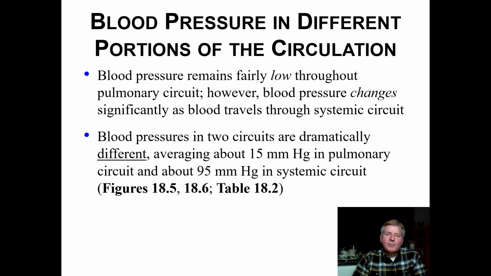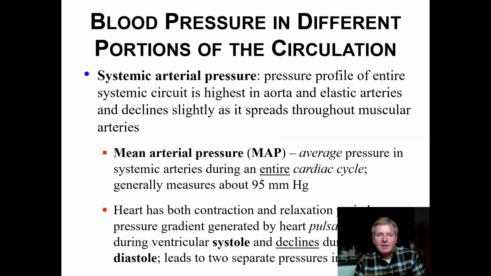So your blood pressure remains fairly low throughout your pulmonary circuit, but your blood pressure will change dramatically as your blood travels through your systemic circuit. Your blood pressure in your pulmonary circuit is only about 15 millimeters of mercury, whereas in your systemic circuit it's about 95 millimeters of mercury. Now, your systemic arterial pressure is a pressure profile of your entire systemic circuit. It's highest in the aorta and elastic arteries, and then it starts to decline as it spreads throughout the muscular arteries. Your mean arterial pressure is the average pressure in the systemic arteries during an entire cardiac cycle, and it generally measures about 95 millimeters of mercury.